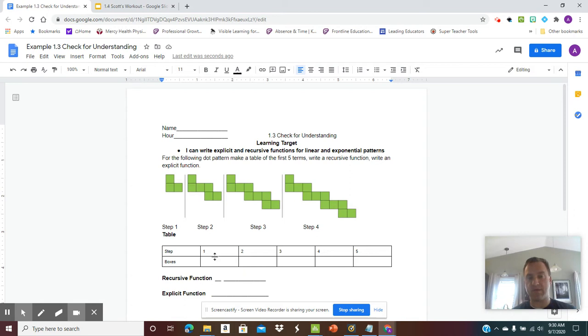First, here's a table. So for step one, there are three blocks. So I fill that in. Step two, if I count those, three and then six. And then step three, I count three, and then another three is six, and then another three, so nine. And I can tell that this is an arithmetic sequence, and my common difference, or what I'm increasing by, is three. So it goes 3, 6, 9, 12, and then 15.